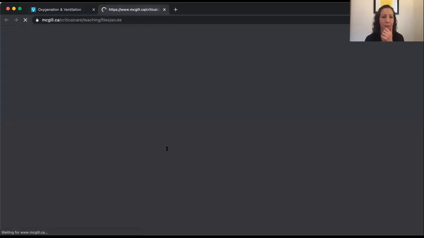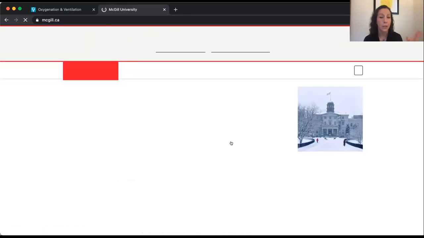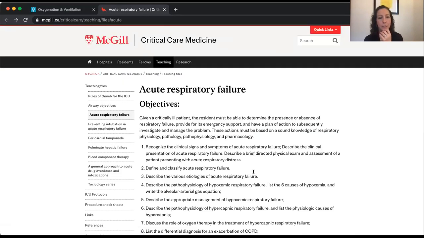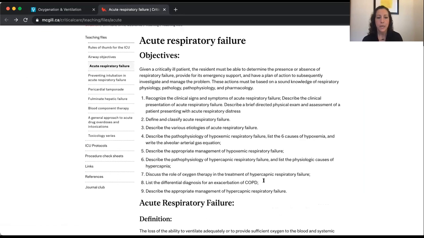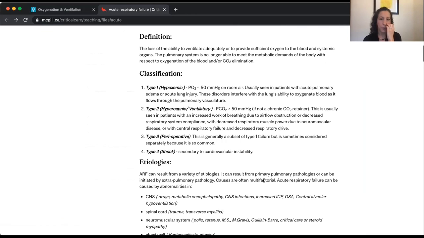So if you click on this, this is a resource for residents that are rotating through critical care, rotating through the ICU at McGill. So this is free and online. Oops, sorry, I went to McGill University. And I liked the way they categorize their respiratory failure. So they define four types of respiratory failure, but let's start with the definition. The loss of the ability to ventilate adequately or provide sufficient oxygenation or oxygen to the blood and systemic organs.